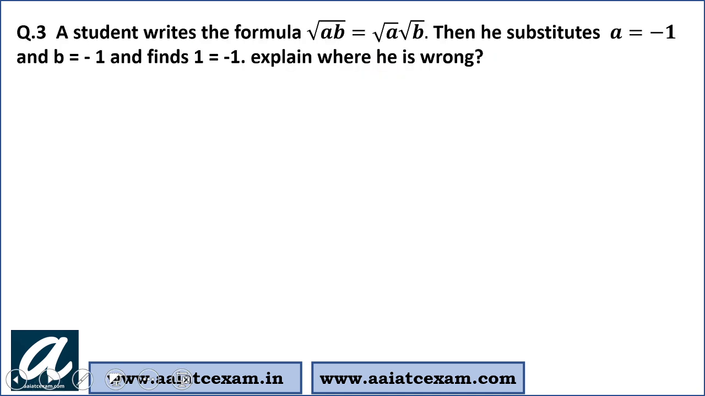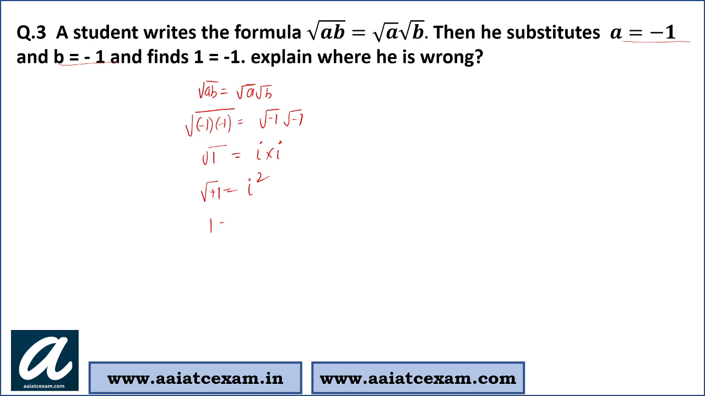Now, there is a question. A student writes the formula under root of ab equal to under root of a into under root b. Then he substitutes a equal to minus 1 and b equal to minus 1, and he gets the answer. Just substitute: under root of minus 1 into minus 1 is equal to under root minus 1 into under root minus 1. So this will become under root 1, and this will become iota into iota. So I can write under root of 1 equal to iota square. What is under root 1? It is 1, and iota square is minus 1. So he gets the answer 1 equal to minus 1.